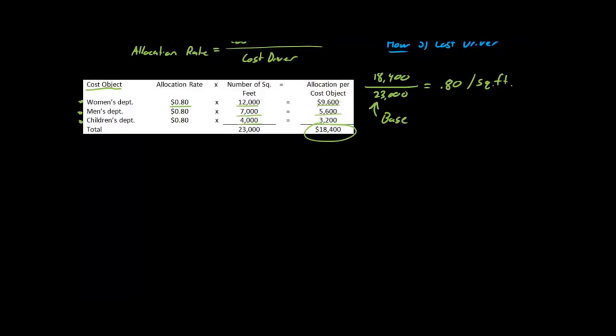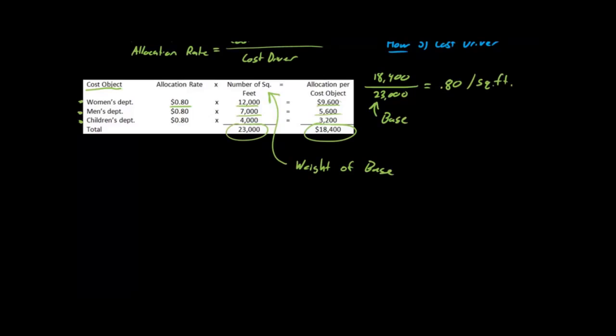You can see the total rental fee, if you add this up, is 18,400. And the total square footage of all three departments is 23,000. So that's how we would allocate these rental fee costs. We did just one of the indirect costs, the rental fee. We have allocated $9,600 to the women's department, $5,600 to the men's, and $3,200 to the children's department. We do it by finding this allocation rate, which is the cost to be allocated divided by the cost driver, and multiplying it by the number of square feet in the department.